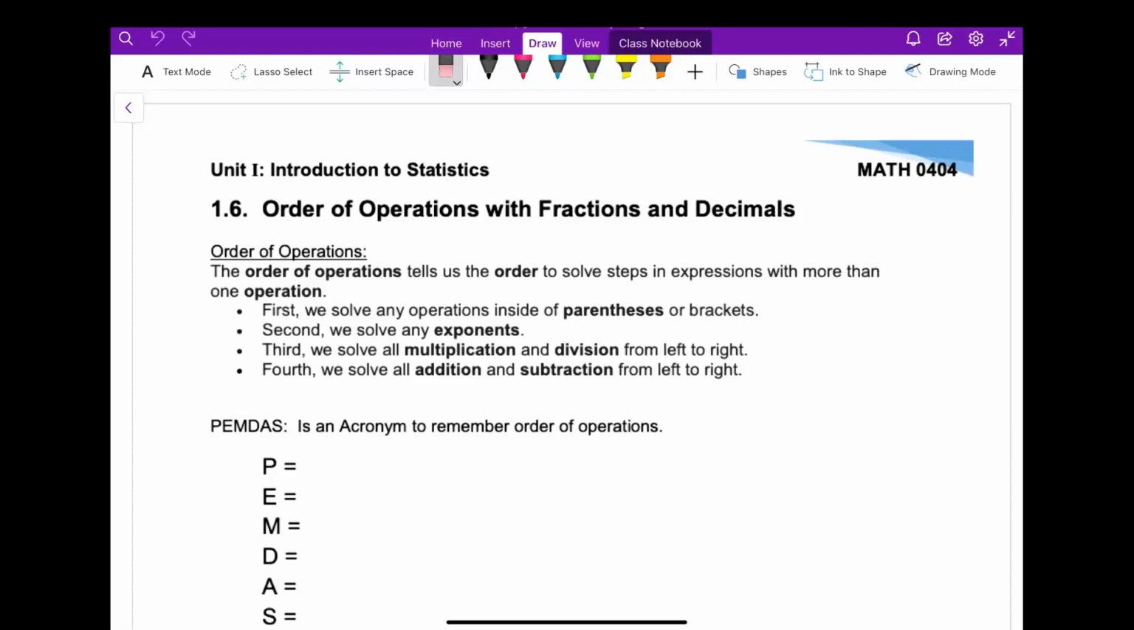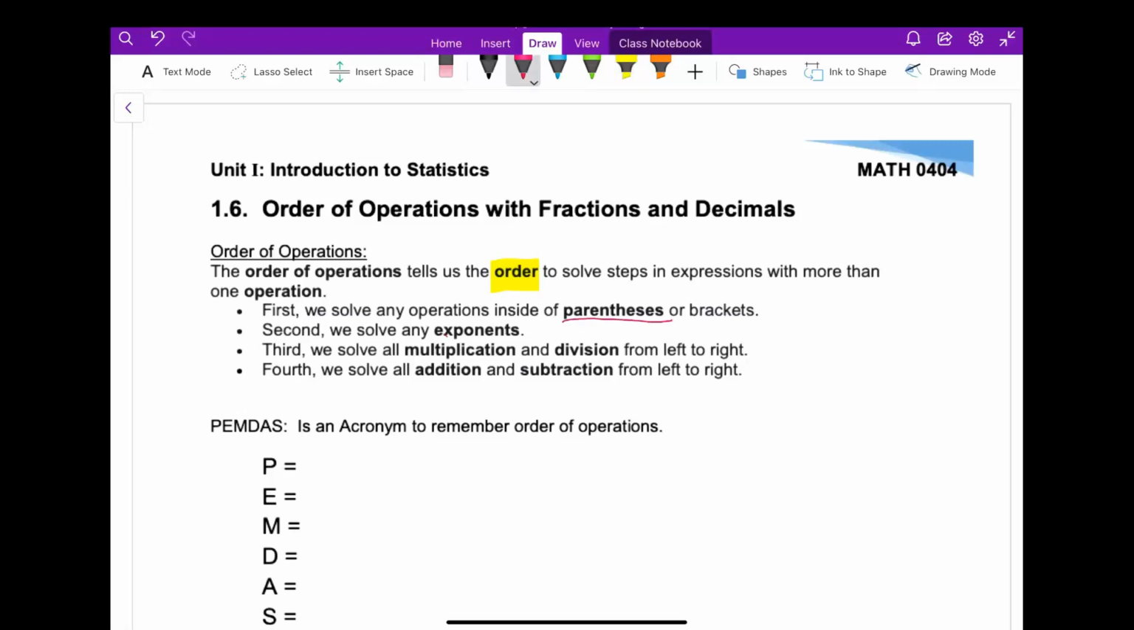Section 1.6, Order of Operations with Fractions and Decimals. The order of operations tells us the order to solve steps in an expression with more than one operation. Very important here, order. The first step we take is to solve any operations inside the parentheses or brackets.